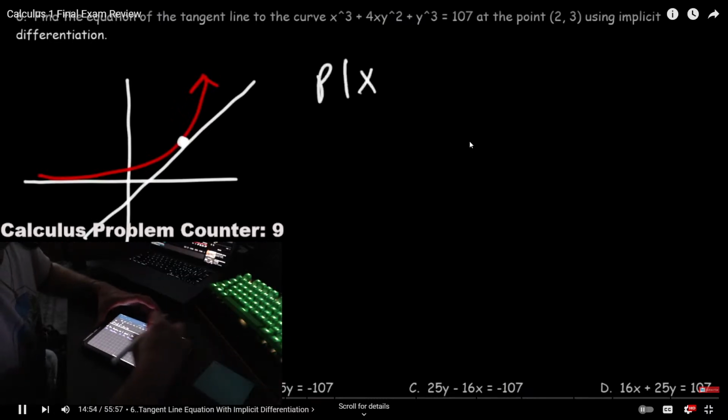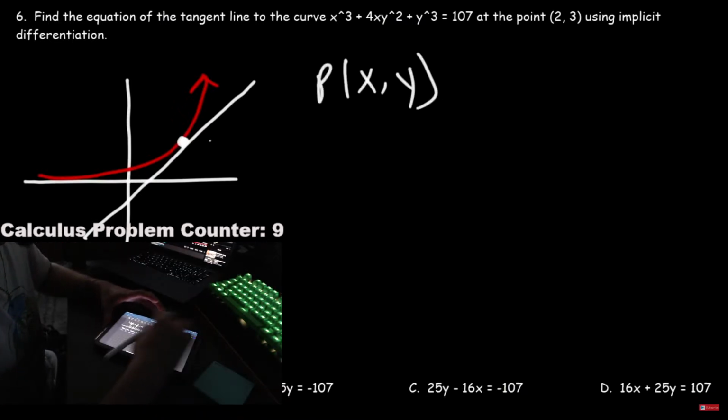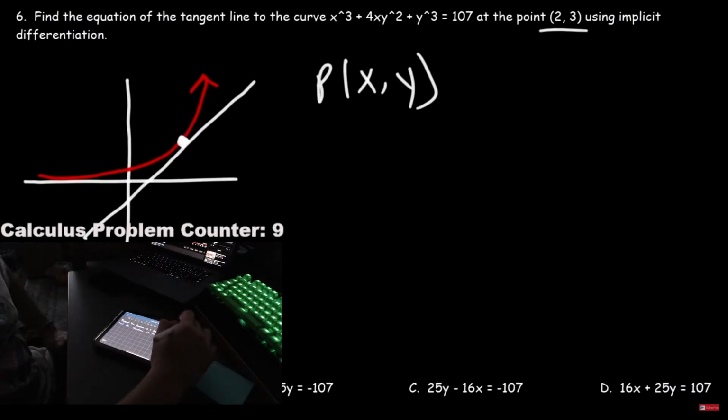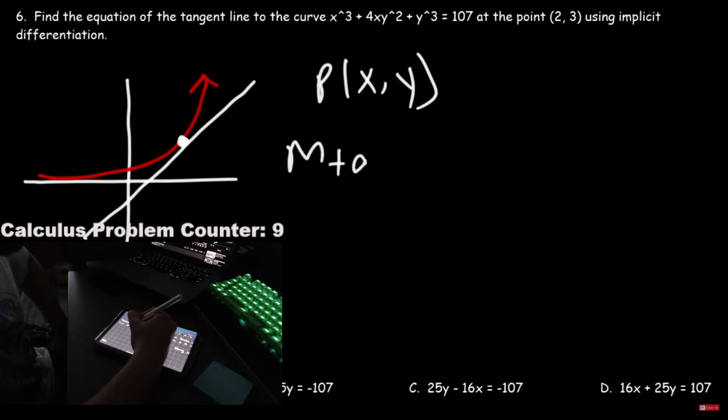We need the x and y coordinates of this point of intersection, which we have already, and we need the slope of the tangent line, which we do not have.